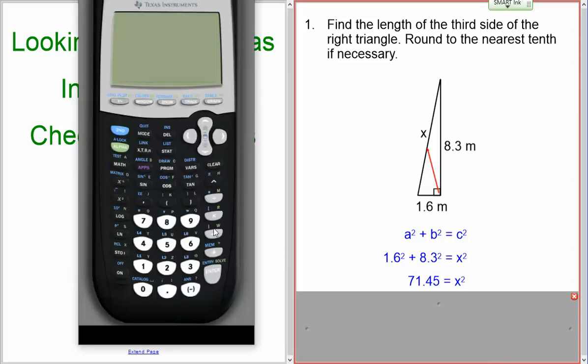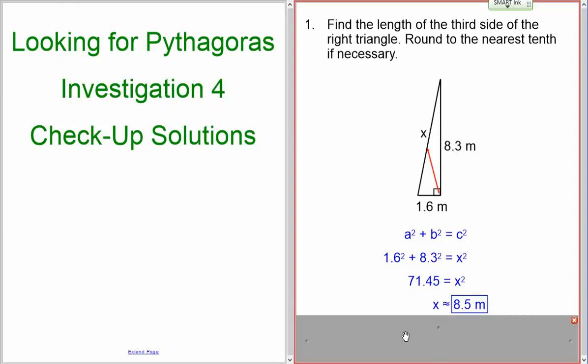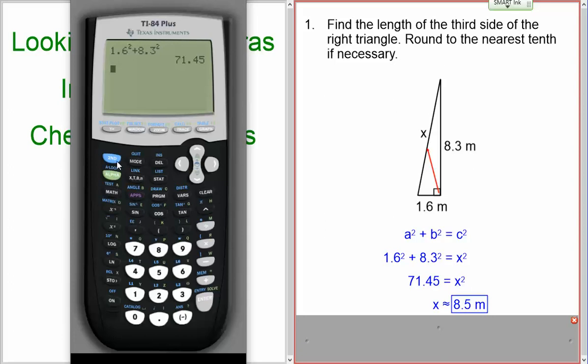When we add up those two squares, and I used a calculator a lot for that, 1.6 squared plus 8.3 squared, that'll give you 71.45, and then if we take the square root of that, we'll get our answer. The square root of 71.45 is about 8.5.